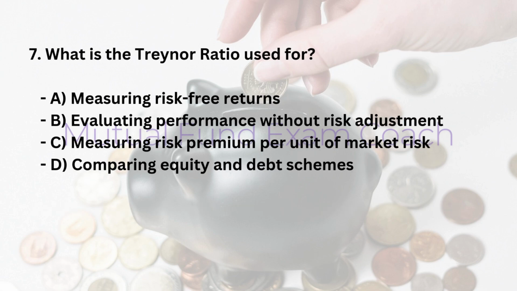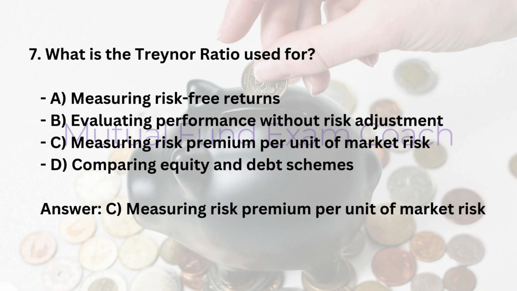7. What is the Treynor ratio used for? A. Measuring risk-free returns. B. Evaluating performance without risk adjustment. C. Measuring risk premium per unit of market risk. D. Comparing equity and debt schemes. Answer: C. Measuring risk premium per unit of market risk.